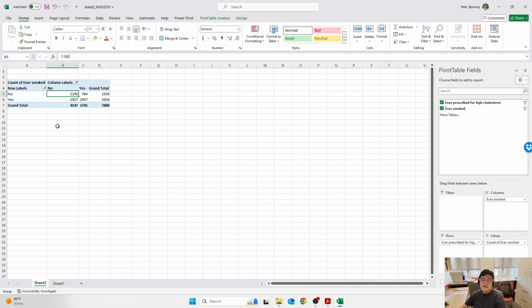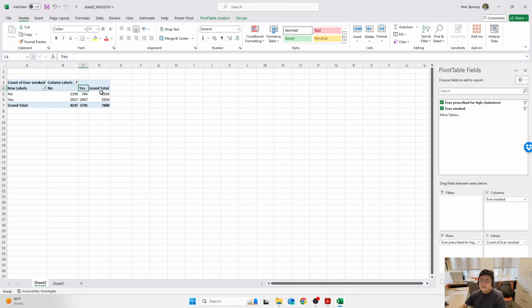Now you have the frequency distribution table out of more than 7,000. Nearly 3,000 have this. This row is high cholesterol, yes to the high cholesterol question, and this is no to the smoking question. So they have never smoked but have high cholesterol. That's nearly 3,000, and another 3,000 have high cholesterol and have smoked before, right?